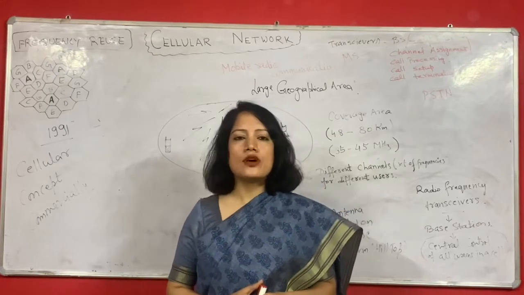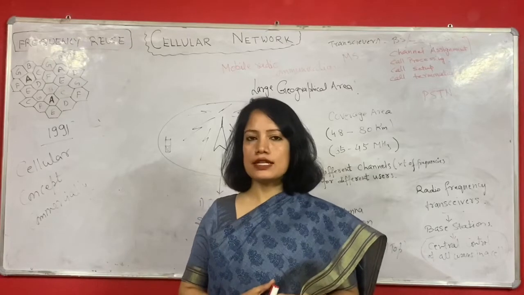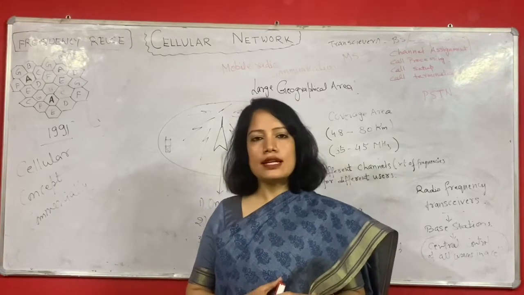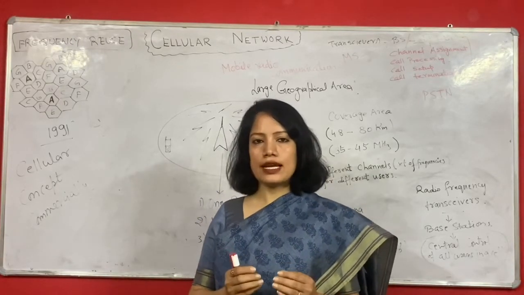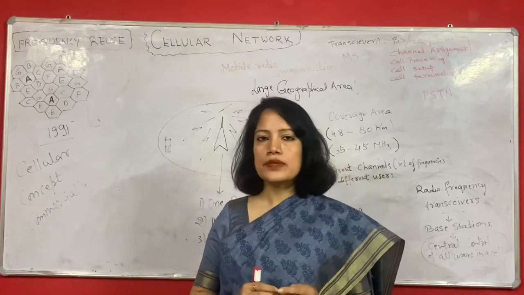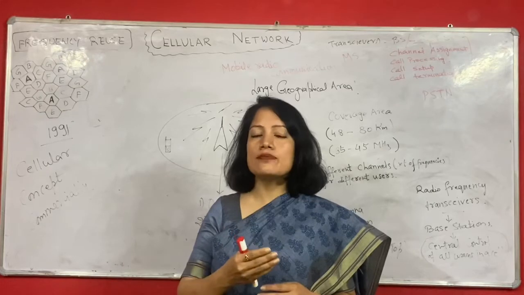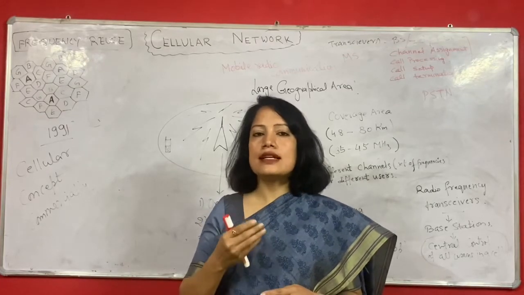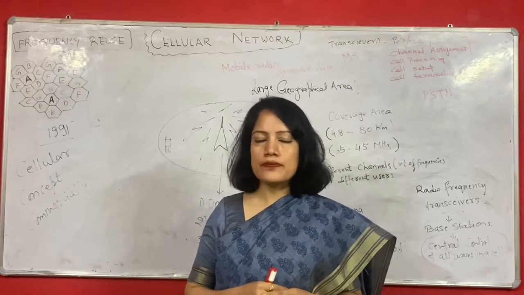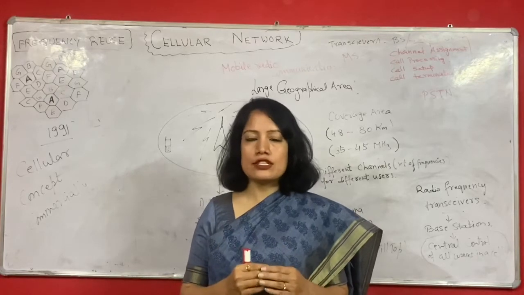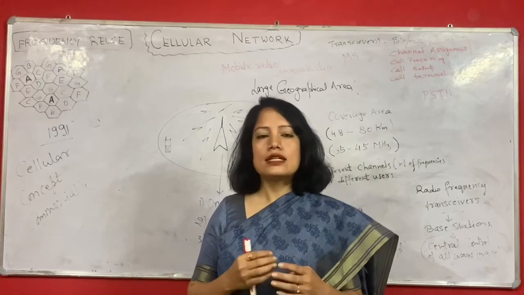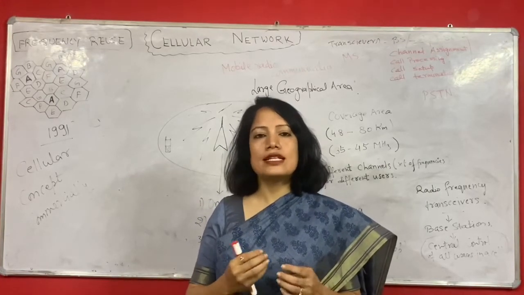Now let us first talk about the components of a cellular network. In a cellular network, there is a small geographical area which is called a cell. Within that cell, there is an antenna which can serve the purpose of both transmission and reception. Hence, that antenna is also called a transceiver. There is a small station which is called a base station, which controls all the users within that cell.